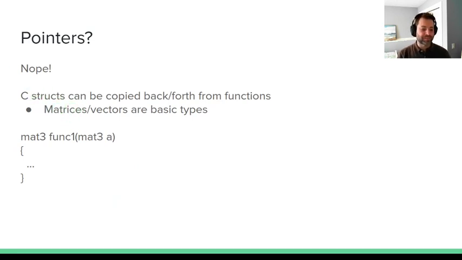All right, pointers. Got to talk about C and C++. We have to talk about pointers, right? And how stuff is referenced. No pointers here. We just copy back and forth. So everything is considered a basic type. So we're just going to pass the whole thing as we go. So you can pass a struct, you can pass a matrix, you can pass a vector, and you can just use it as is. So no pointers to worry about here, which is nice. Makes life easier.